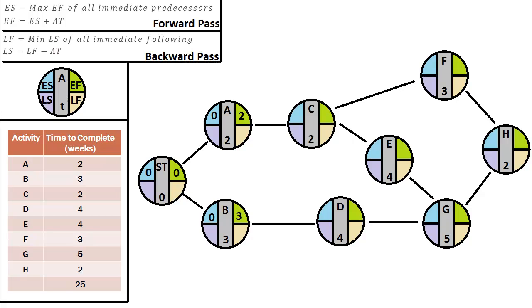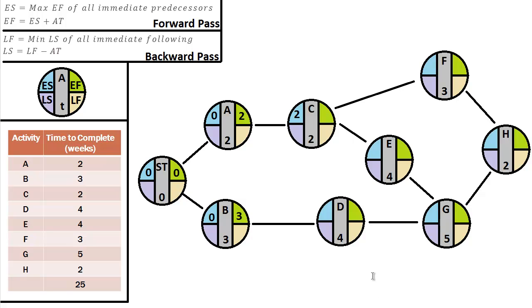Okay, so let's go ahead and go over to activity C, or node C. So remember, our earliest start is the maximum earliest finish of all immediate predecessors. So how many immediate predecessors does C have? Well, it only has one, and that's activity A. So the earliest finish in activity A, which is the green, is going to be our earliest start in C, which is the light blue. So that will be 2. And there we go.